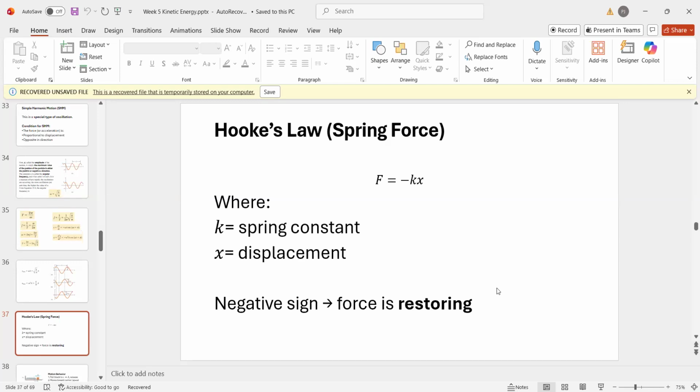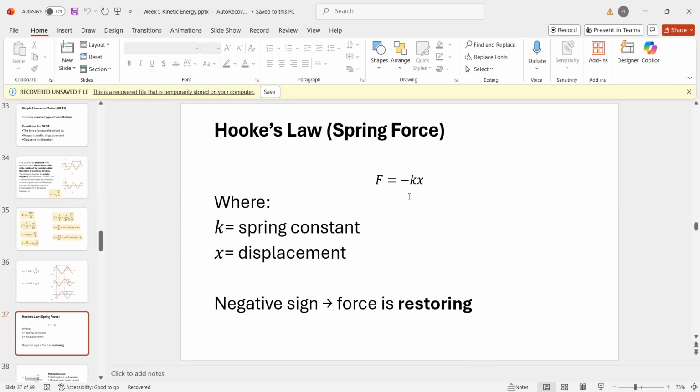Do you remember Hooke's law? What is it saying? Provided the elastic limit is not exceeded, the force applied should be directly proportional to the extension. So we have the force, the extension is the x, and the force applied is directly proportional to the extension. Because I'm bringing the equal sign, I need to bring the spring constant value.